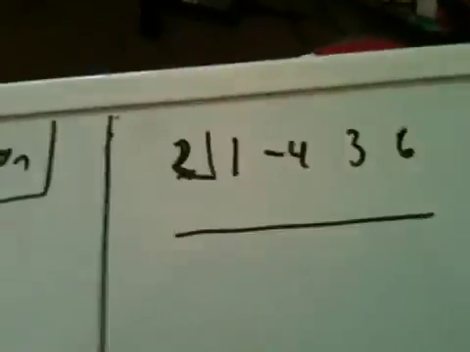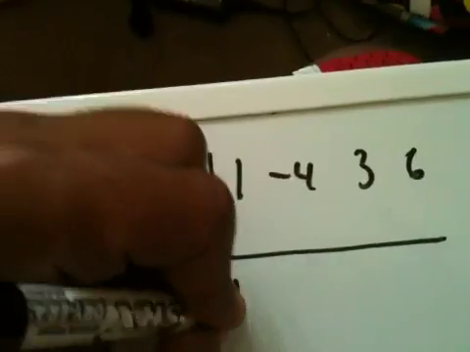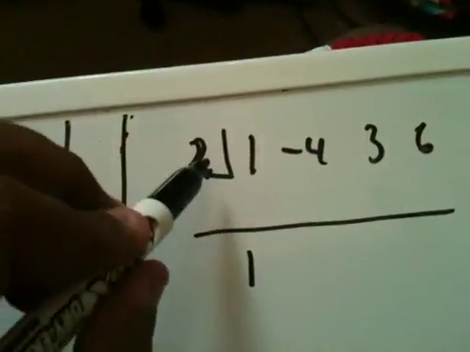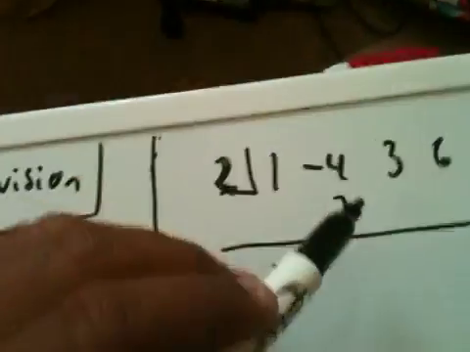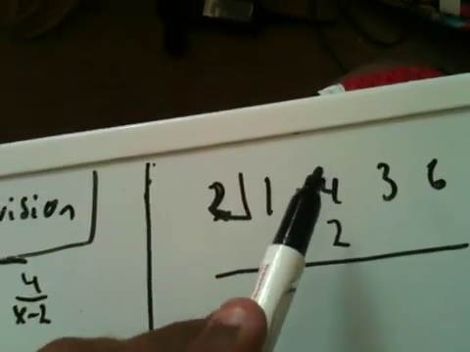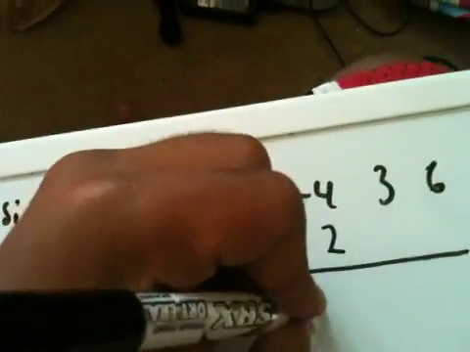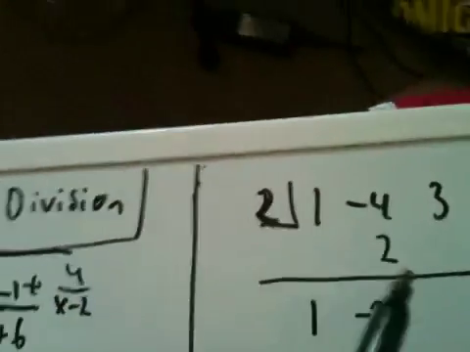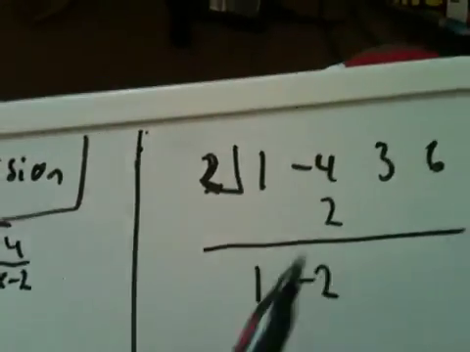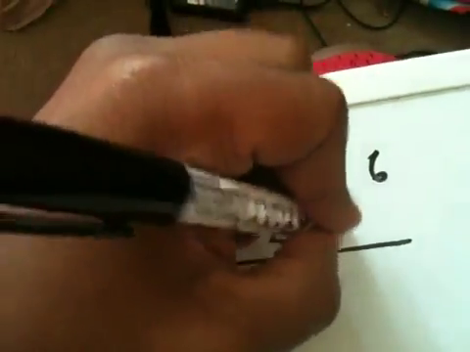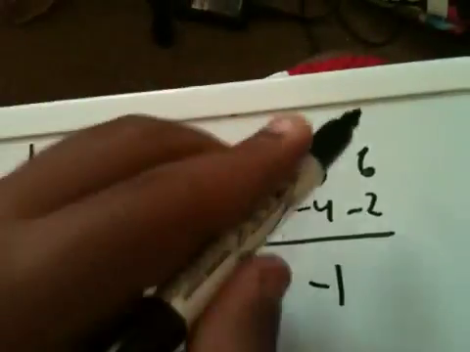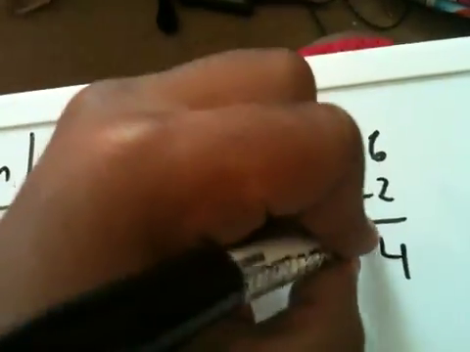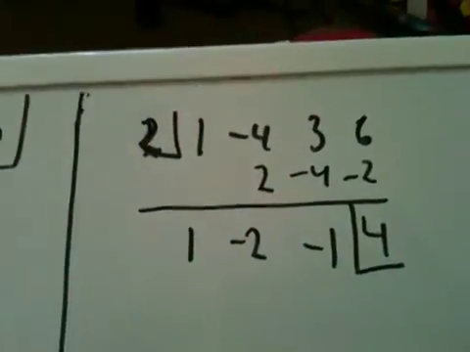So first, to do synthetic division, we bring down the first digit, we multiply it by whatever's in this box, and put it here. And then we add. Negative 4 plus 2 is negative 2. Then keep doing it over. Negative 2 times 2 is negative 4. 3 minus 4 is negative 1. 2 times negative 1 is negative 2. 6 minus 2 is 4. And 4 is your remainder.